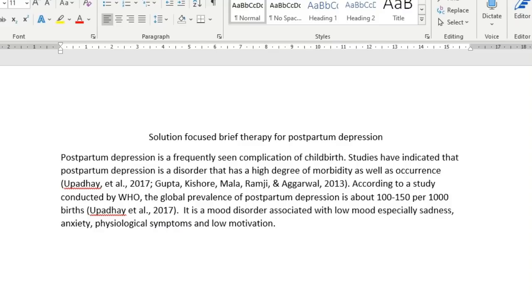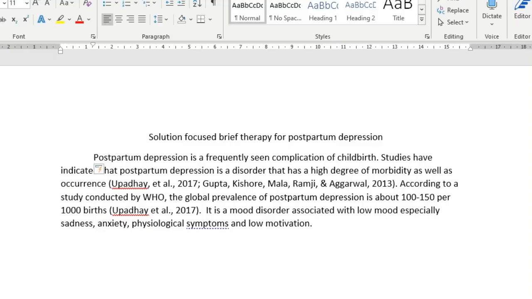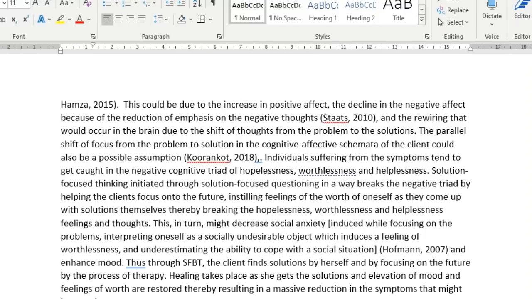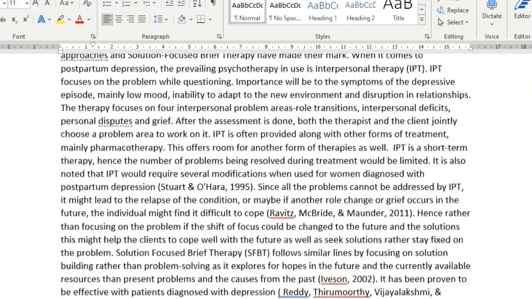Another keyword I supplied was solution-focused brief therapy. However, there are no huge pieces of evidence that SFBT is a good intervention strategy for postpartum depression. But I understood SFBT is good to enhance positive effect and reduce negative effect in an individual. From the reviews, I understood that positive effect could contribute to the upward spirals of happiness. This will prevent the individual from digging into the downward spirals of depression.